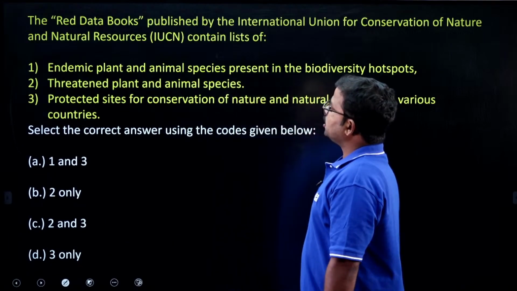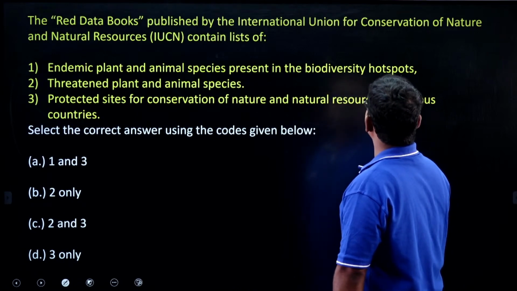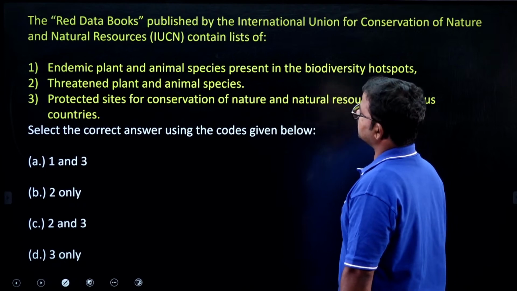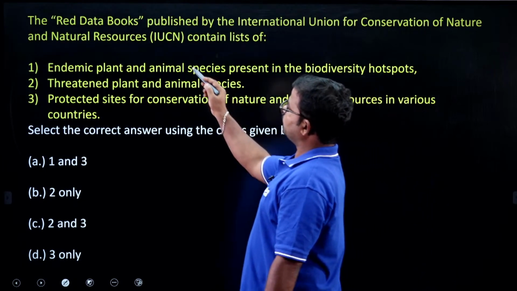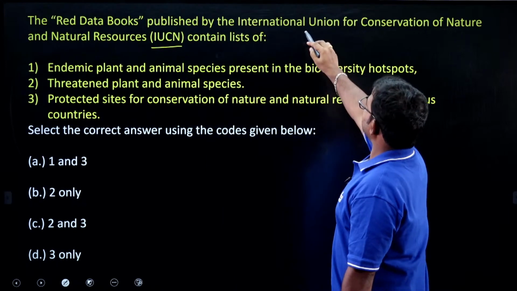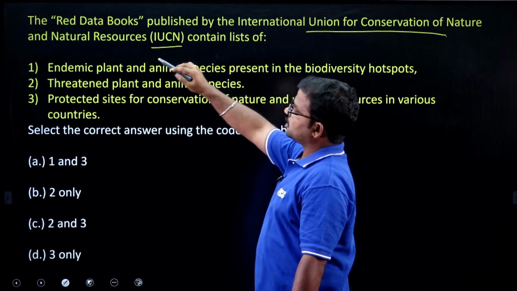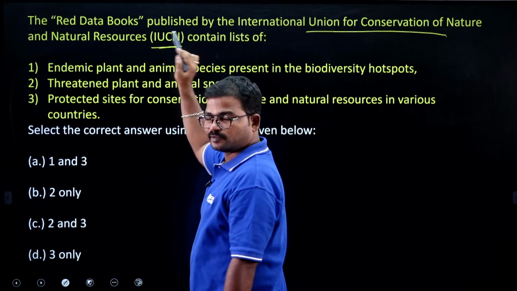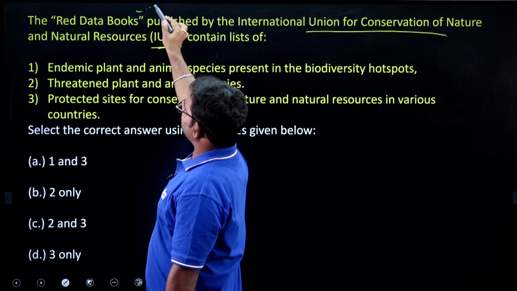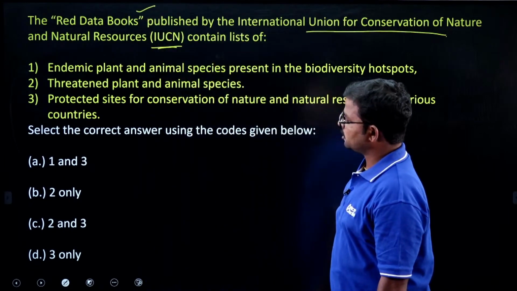Next one, the Red Data Book published by the International Union for Conservation of Nature and Natural Resources contains the list of... So here they mention IUCN. IUCN stands for International Union for Conservation of Nature, nature and natural resources. You have to remember the abbreviation. And here they published one of the books that is considered the Red Data Book. So what is the specialty of this Red Data Book?